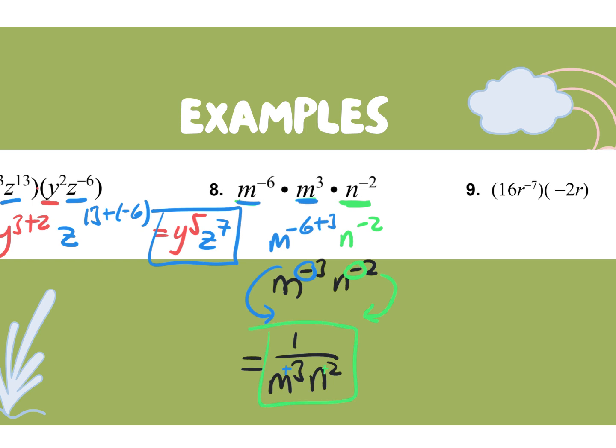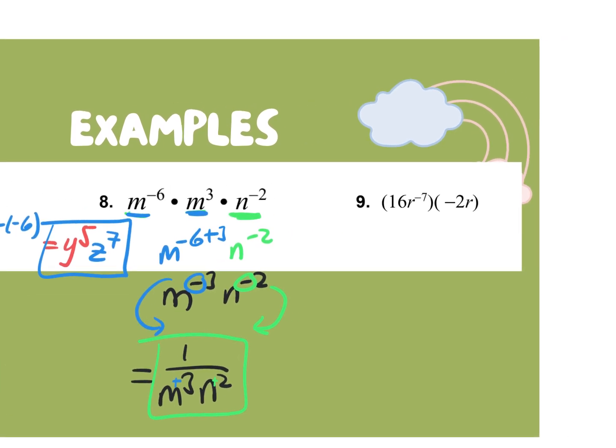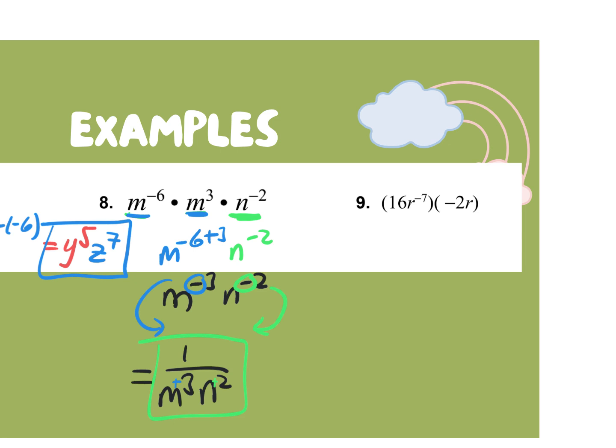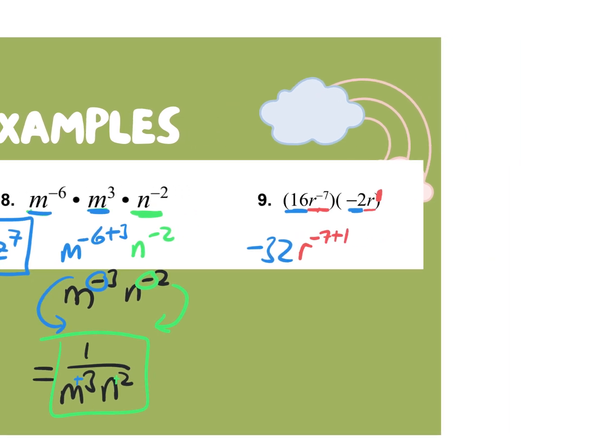All right. And now, number 9 here, just like some examples that we did before, I want to do my numbers with the numbers. So 16 times negative 2, that's going to give me a negative 32. And then I have an r to the negative 7 times an r. And if you don't see an exponent, you assume it's a 1. So plus 1. And that's going to get me a negative 32 r to the negative 6.